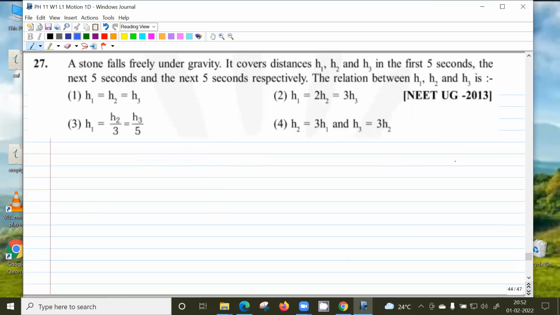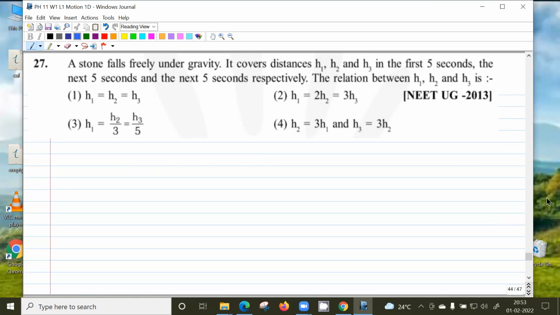The stone falls freely under gravity, it covers distances H1, H2, H3 in the first 5 seconds, the next 5 seconds and the next 5 seconds. What is the relation between H1, H2, and H3? Can you do this one? I don't know how to do it, but I remember a formula: it will travel distances in the ratio 1 is to 3 is to 5. So it will be the ratio of odd numbers.